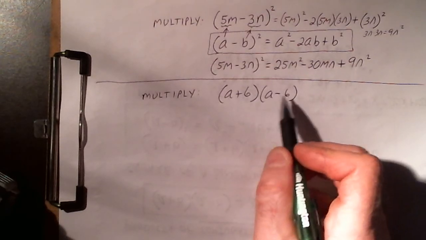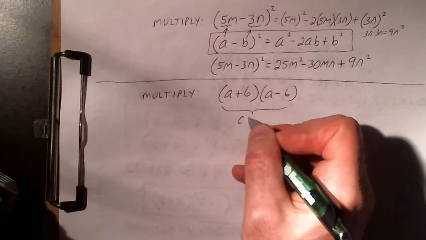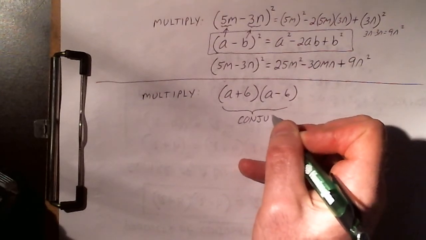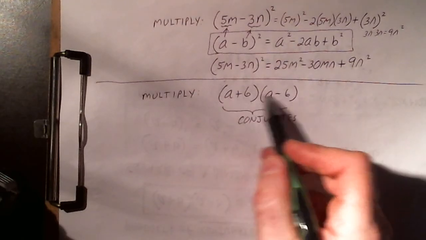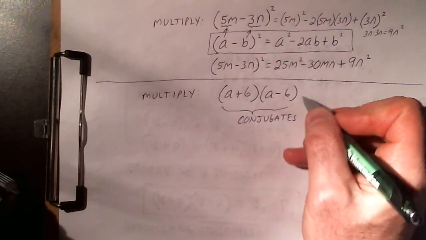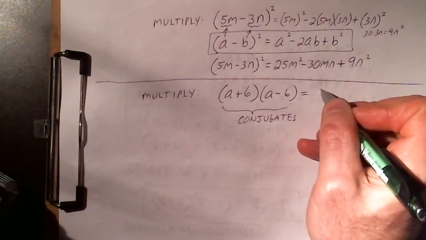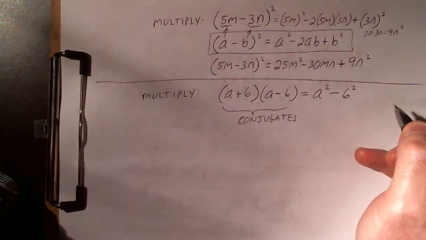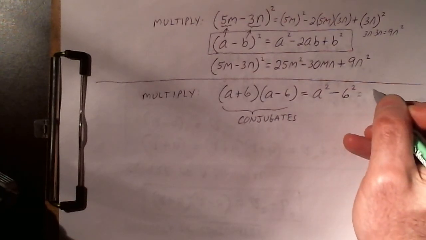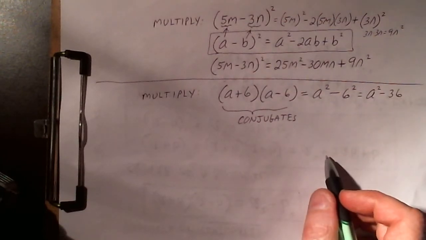But there's a shortcut. Because these are conjugates of each other, because again, the only difference between these binomials is a sign in between the terms. Because they're conjugates, we know that the product is always going to be the square of the first term minus the square of the last term of the binomials. So this is going to be nothing more than a squared minus 36. Shortcut.